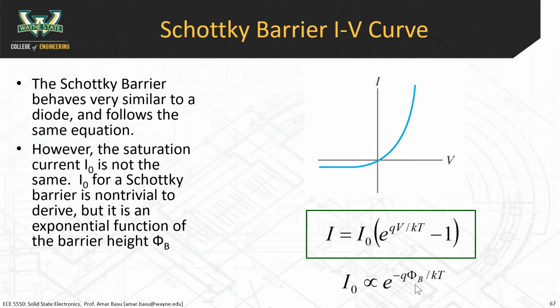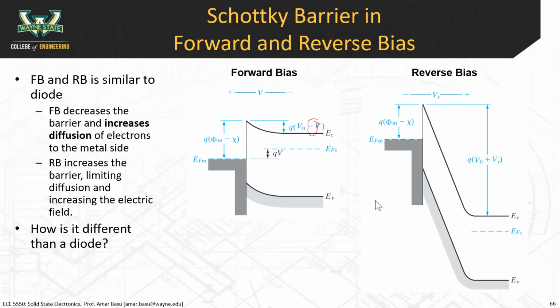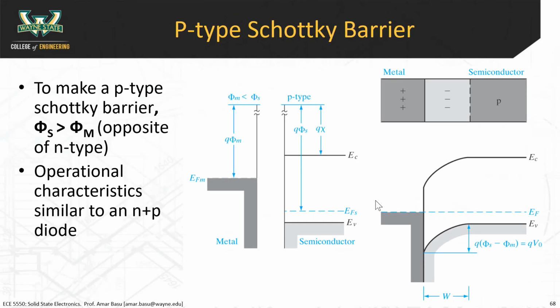So I think the things you'll be expected to know, just be able to do some basic straightforward calculations on this, and of course to be able to draw the band diagram and explain some of the physics associated with the Schottky barrier. That's what I'm looking for here. Let's talk about a p-type Schottky barrier real quick.